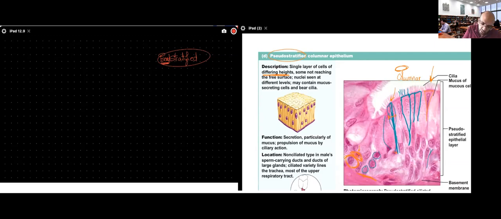And the pseudostratified epithelium in here, it's going to be of what cell shape? Looking at the shape of the apical cells, we will all agree that it's columnar. So we're going to call this epithelium a pseudostratified columnar epithelium.